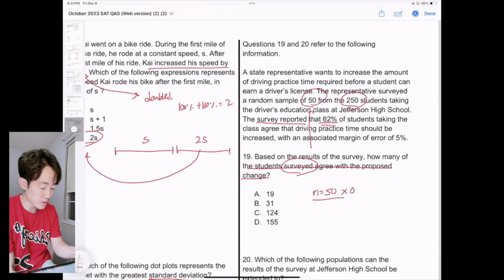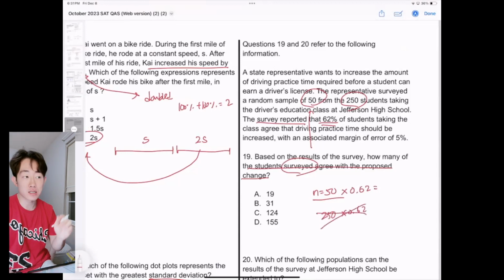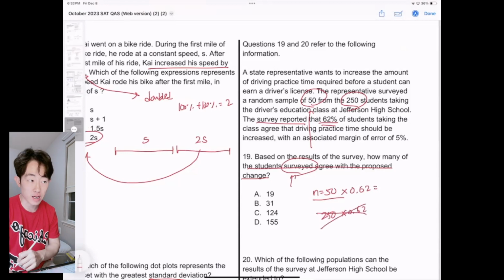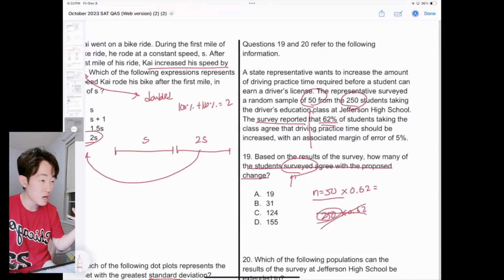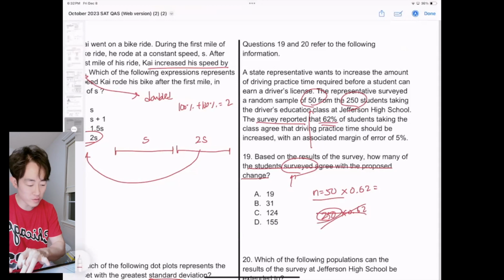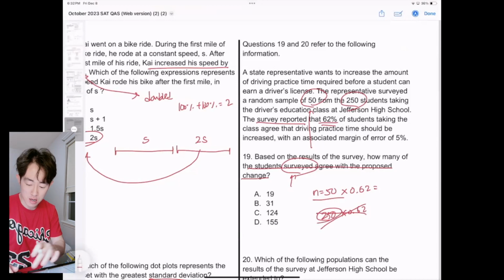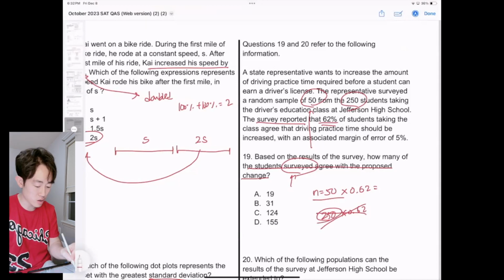So you have to multiply that by 62%, not the 250 times 0.62, because they are not talking about the students that surveyed. The 250 are the entire number of students who are taking the class right then and there. So it's 50 times 0.62, which should give you 31 for that.